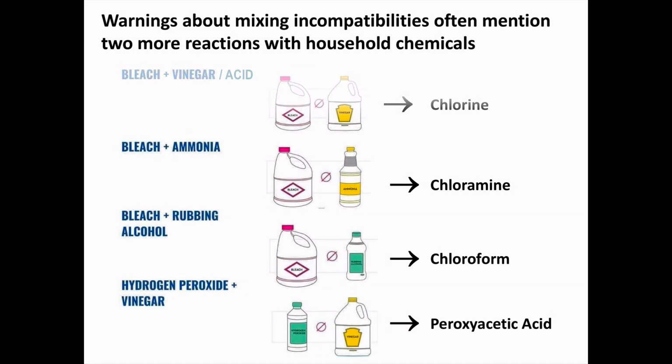Warnings about the dangers of mixing incompatibilities often mention 2 further reactions with household chemicals. We've already covered the first 2 on this slide. In addition, multiple sources say that mixing bleach with rubbing alcohol creates chloroform, although we'll quickly see that this claim is not actually correct, and that mixing hydrogen peroxide with vinegar produces peroxyacetic acid.